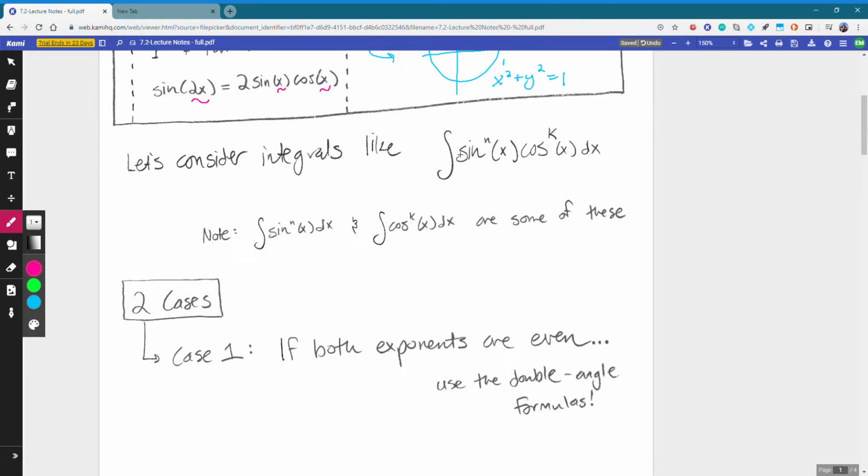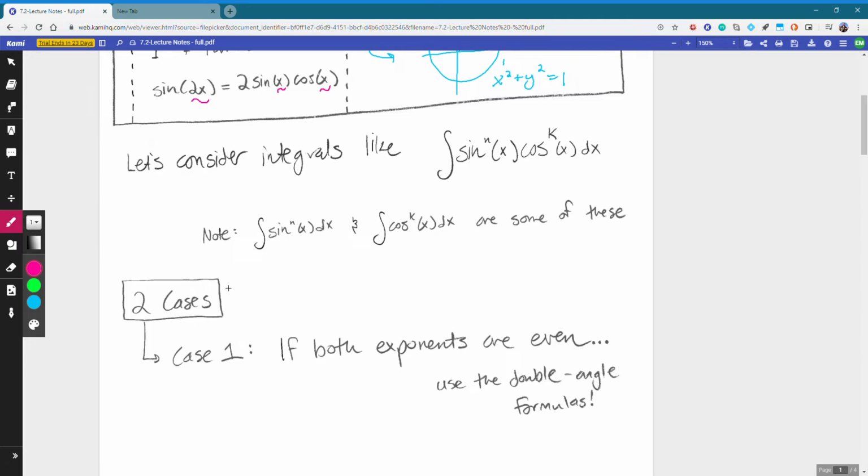All right, so the integrals that we're going to be thinking about today are these integrals where we have some power of sine times some power of cosine. Inside this family of functions are also the integrals with just sine and just cosine. You can imagine either the n or the k being 0 to make that happen. So we're talking about these as well.